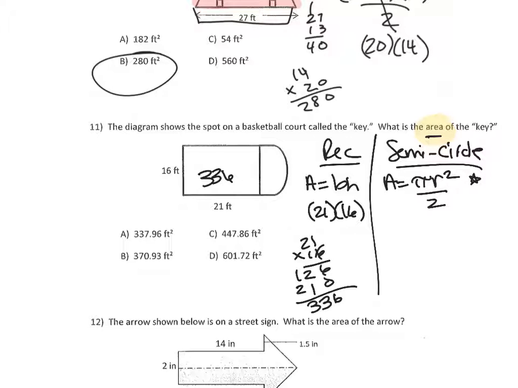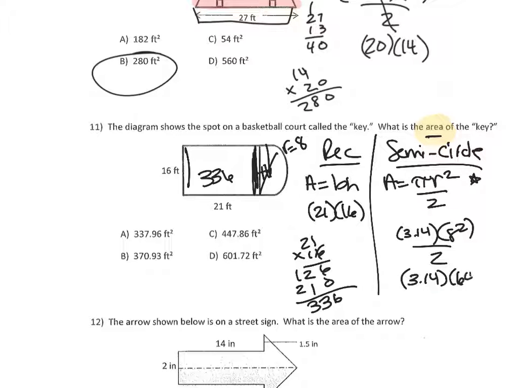And then the semicircle. So pi is 3.14. The radius, so it gave me the 16 here, so I know that that's got to be the same measurement here. So 16 is all the way across, but radius, remember, is only halfway. So we want to take half of that 16, and that would be 8. So 8 squared divided by 2. 8 times 8 should be 64. So 3.14 times 64 divided by 2.